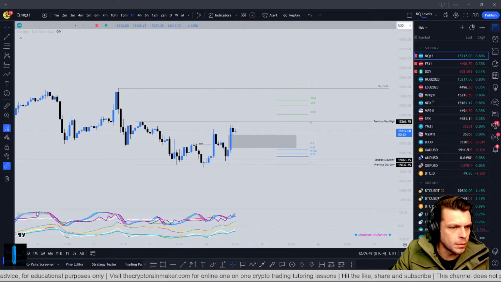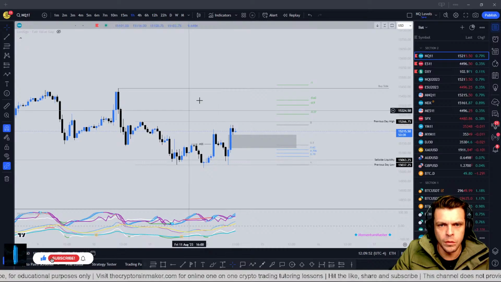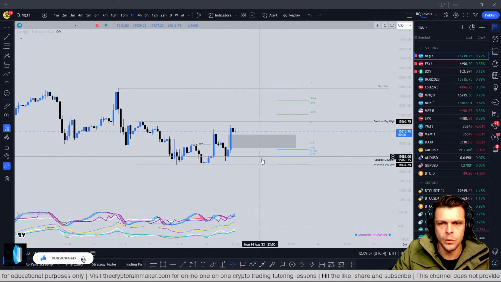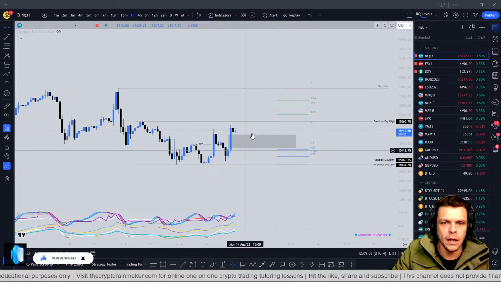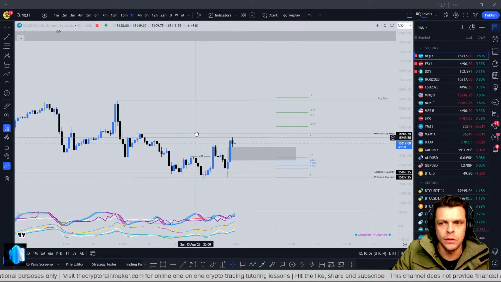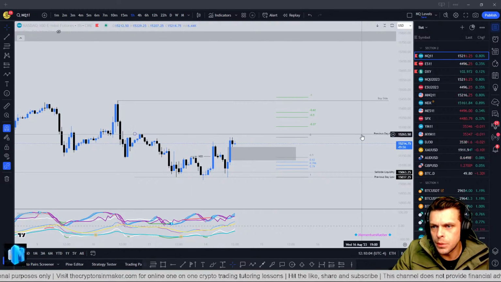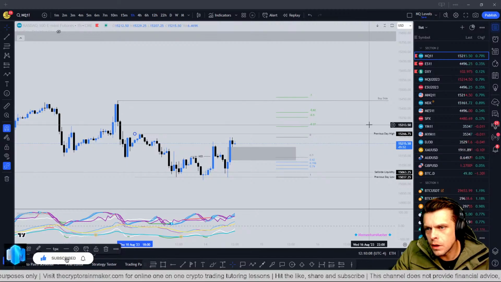The momentum master B indicator is also starting to get a bit overbought, which could be an indication that we could see that retrace into the discount area, rebalance this fair value gap, and then see another leg to the upside towards the previous day high, which is at 15,266.